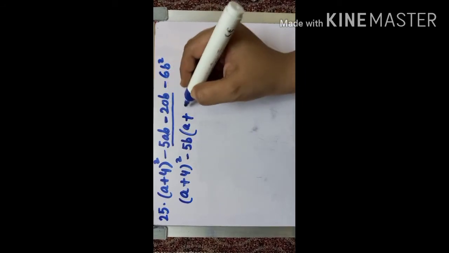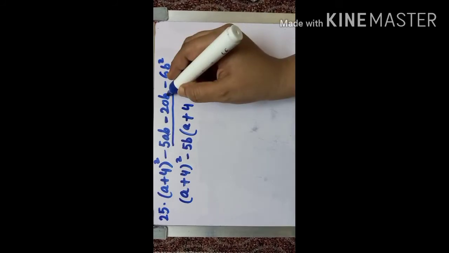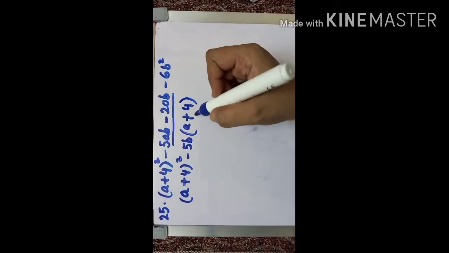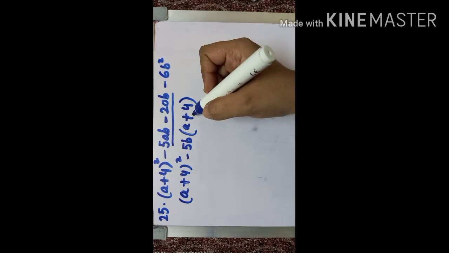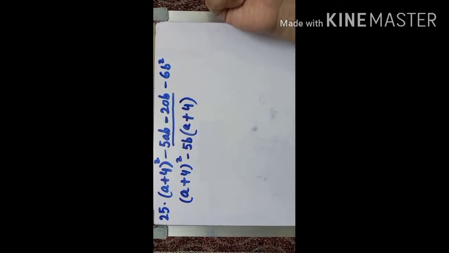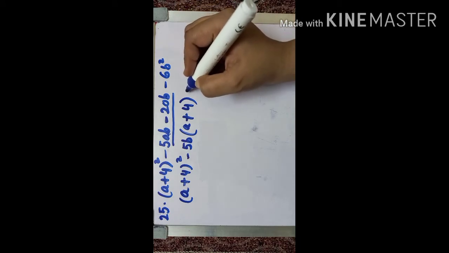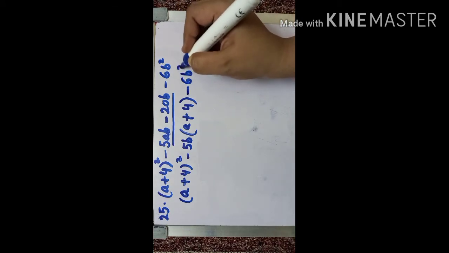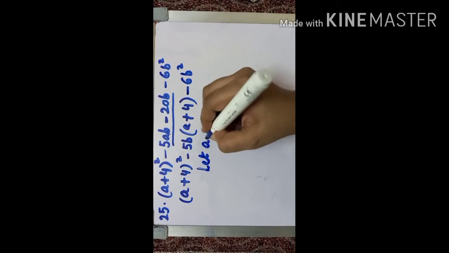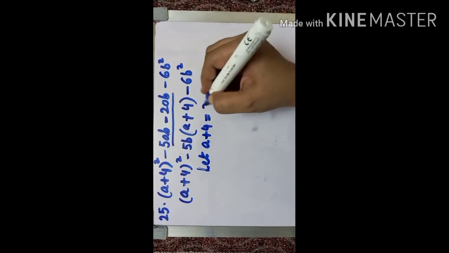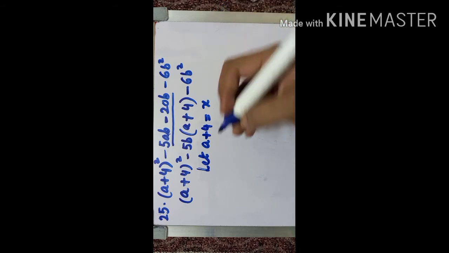Okay, then 5 4s will be 20, then this b you have already written. So did you get this a plus 4? Here a plus 4 whole square, here a plus 4. Now you can further take a plus 4 as x, right? So here minus 6b square, let us keep as it is. Okay, so let a plus 4 equal x as you have taken in the earlier problem.